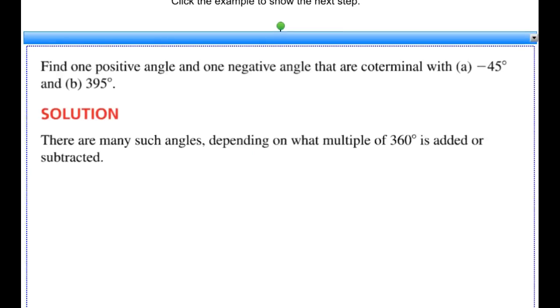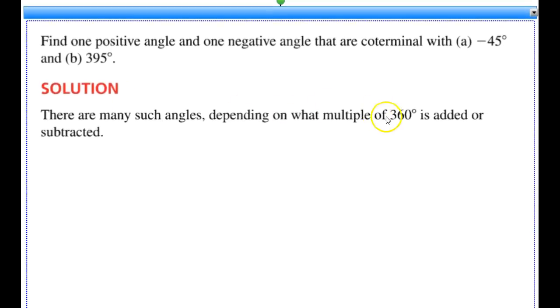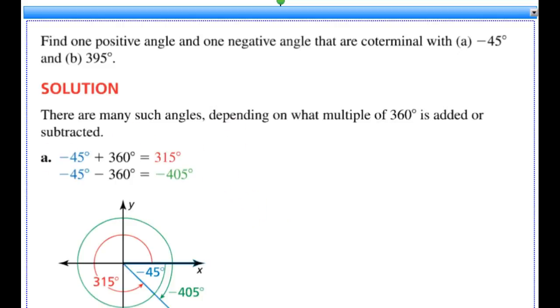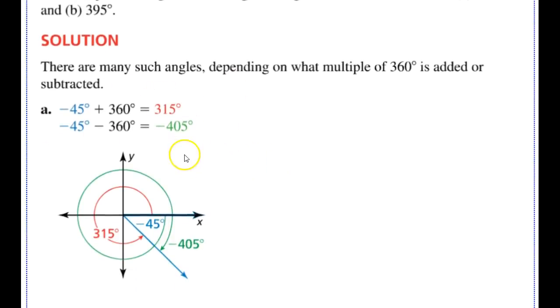So let's look at part A. We can come up with any number of solutions depending on how many multiples of 360 we add, because we can go around the circle as many times as we want. For these, it's often helpful to draw a picture of what you're looking at. The original angle was negative 45. So here is my original angle, right, with its terminal side at negative 45 degrees.